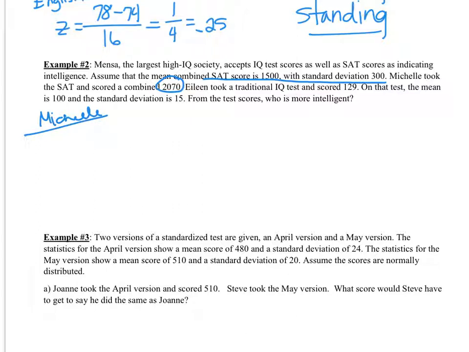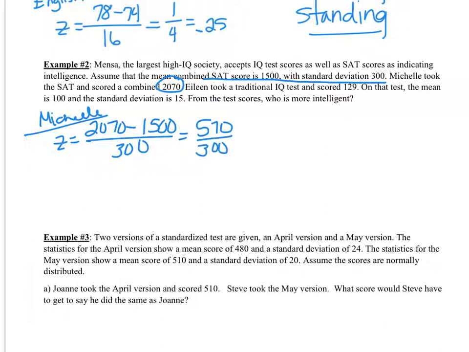So her z-score is 2070, what she got, minus the mean, divided by the standard deviation. We do all that, that is 570 over 300, which is 1.9. So she did 1.9 standard deviations higher than the mean. All right, so then let's look at Eileen. We'll do her in a different color.